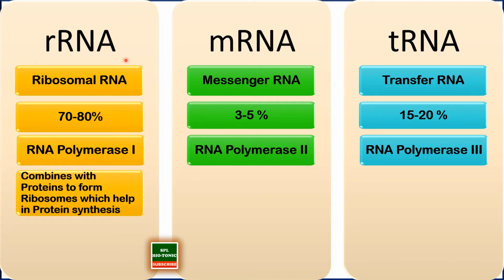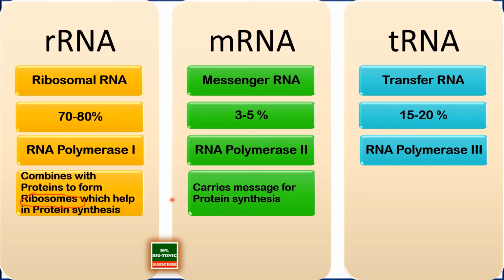Now, as far as functions are concerned, ribosomal RNA combines with proteins to form ribosomes, which help in protein synthesis. We know that ribosomes are called the factory of protein synthesis. So these ribosomes are made up of rRNA plus proteins. Now in case of messenger RNA, as the name says, it carries the message for protein synthesis. It is like a recipe book in which you can see all the recipes of different menus.